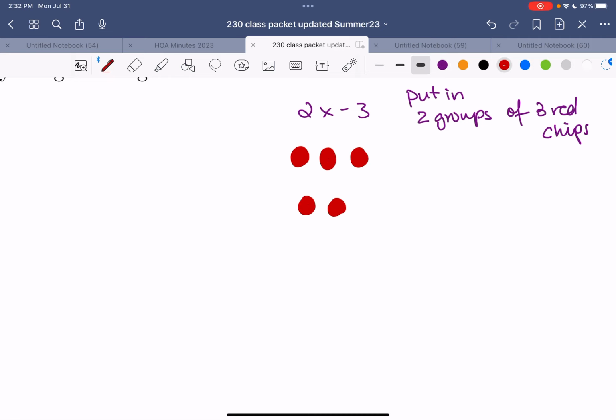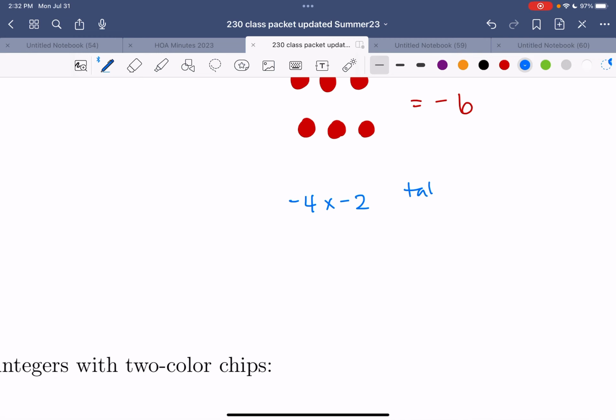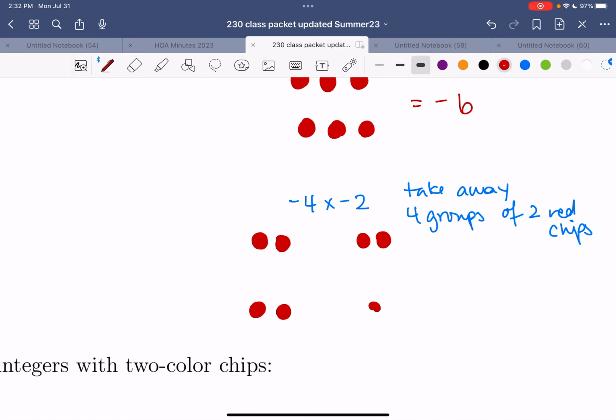And if you do negative times negative, like -4 times -2, this is take away 4 groups, because of the -4, of 2 red chips. And that means that I've got to start with 4 sets of 2 zero pairs, because then I'm still starting from 0. And then I'm going to take away 4 groups of 2 red chips. So there's a 2, there's a 2, there's a 2, there's a 2. And I'm left with 8 positive chips.